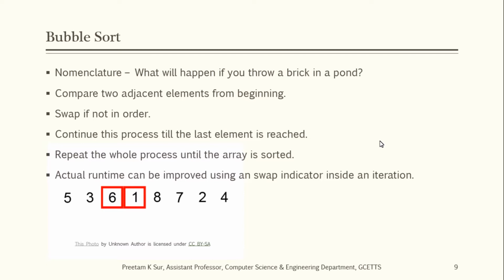As you see in the last example in the animation, even if the array gets sorted, the process is not yet finished. Okay, it is still continued, right? So we can prevent this. We can skip those further iterations by introducing an indicator or flag variable.